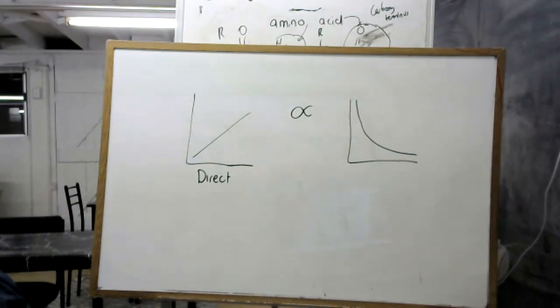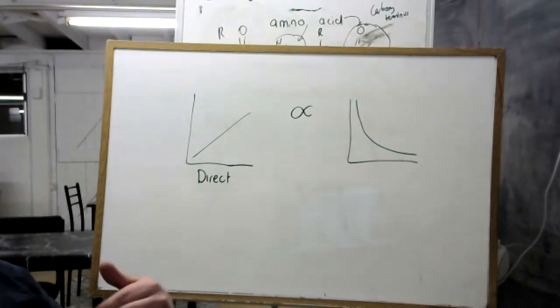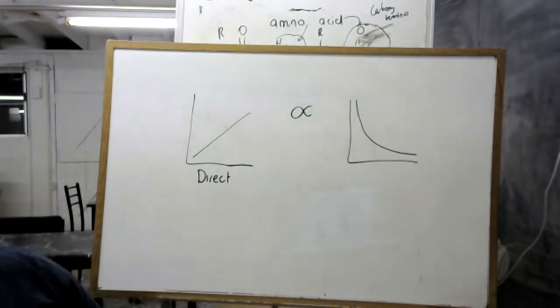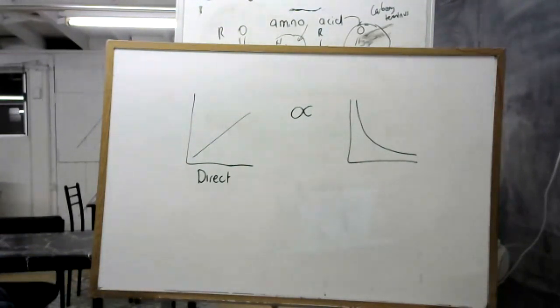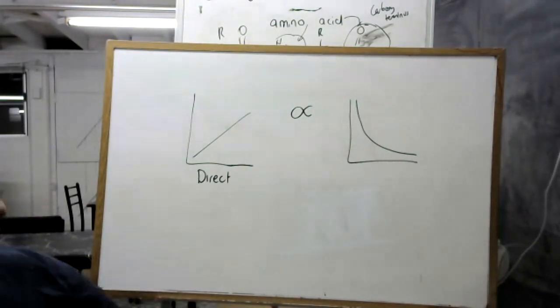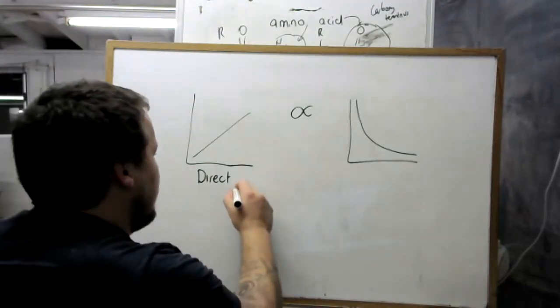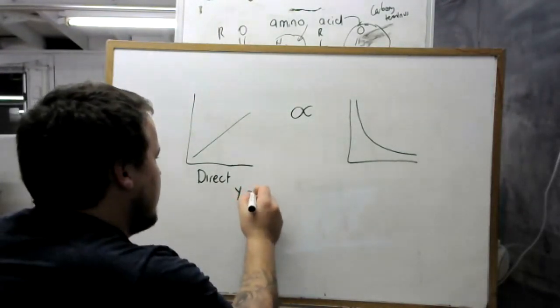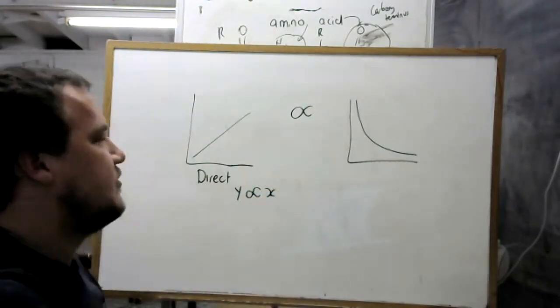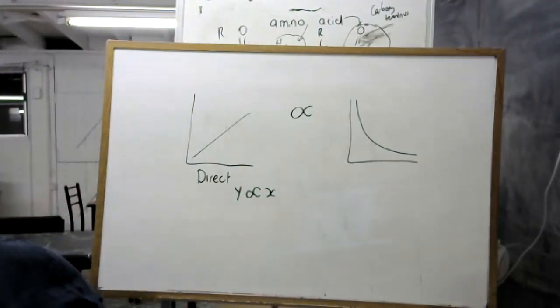So if we were to look at the speed of a car, if the speed of the car increases, it covers more distance in a fixed amount of time, right? So we would write it as y proportional to x. What about an inverse proportion?